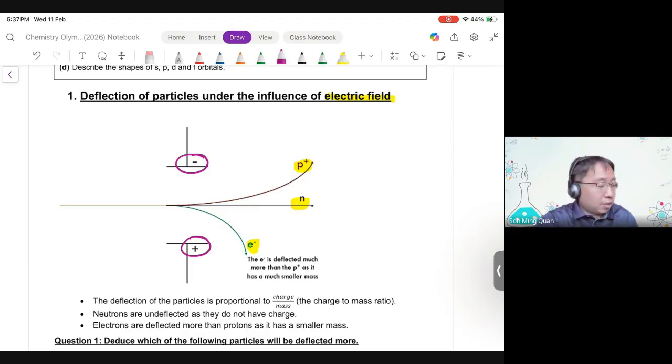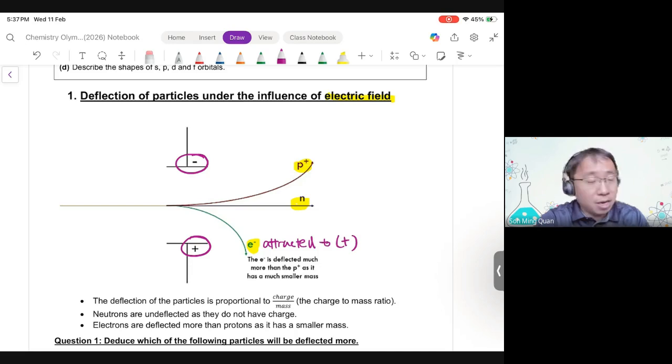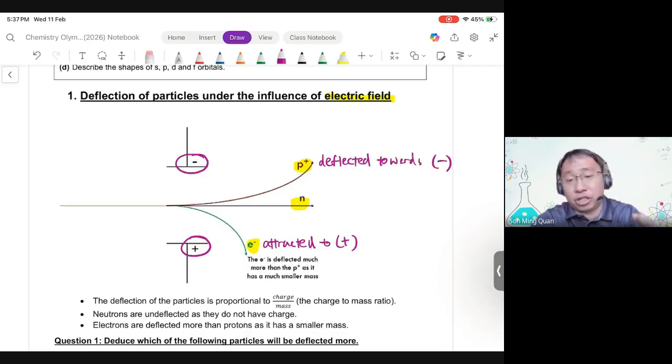Obviously, the electron is attracted to the positive plate, right? That makes perfect sense. The negatively charged electron should be attracted and deflected towards the positive plate. On the other hand, the protons are deflected towards the negatively charged plate. This makes perfect sense.